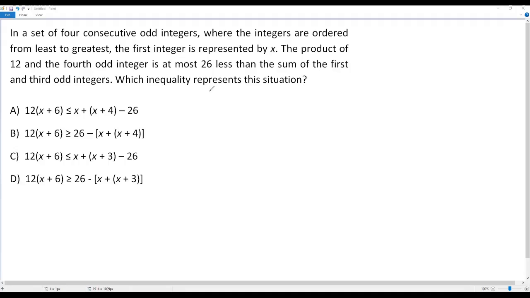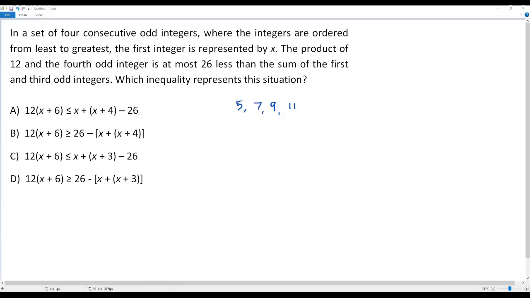Okay, the question says that there are 4 consecutive odd integers, ordered from least to greatest, and the first integer is x. For example, if I assume the first odd integer is 5, what is the next consecutive odd integer? That is 7. What is the next? That is 9. The next consecutive odd integer is 11. Okay, here we have 4 consecutive odd integers.